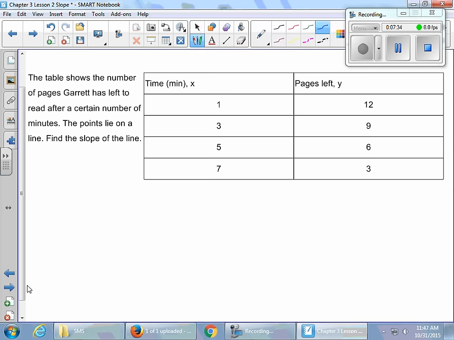Before we get to our formula, let's label some stuff so we know what we're doing. Let's look at our first ordered pair, (1, 12). That's our x and y. We can mark that x1, y1. And then for our x2 and y2, we can pick any one. As it's stated, it lies on a line, so the slope's going to be the same regardless of whatever point we choose. Let's just choose the one underneath it. We've got x2, y2.